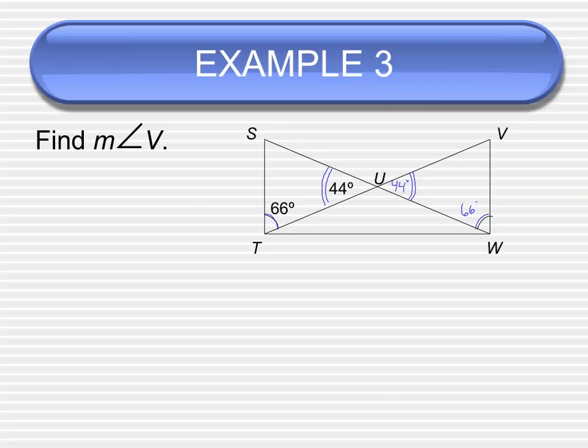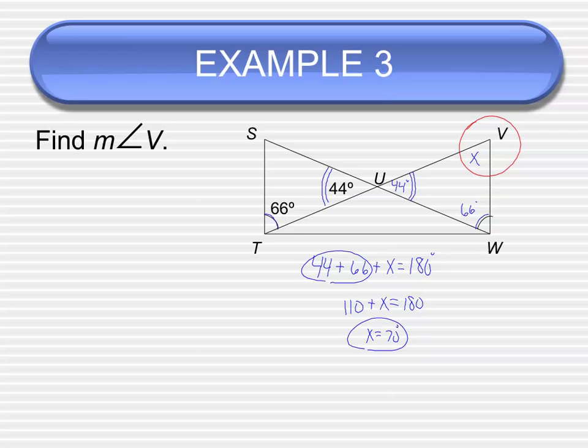And since they're asking me to find the measure of angle V, which is this angle up here, I'm going to use what I learned earlier about the fact that the angles add up to 180. And I'm going to say 44 plus 66 plus, I'll call angle V, x equals 180. And when I combine these terms, I have 110 plus x equals 180, so x must be 70 degrees. Let's answer the question. Measure angle V equals 70 degrees. And there you go. That is congruent figures.